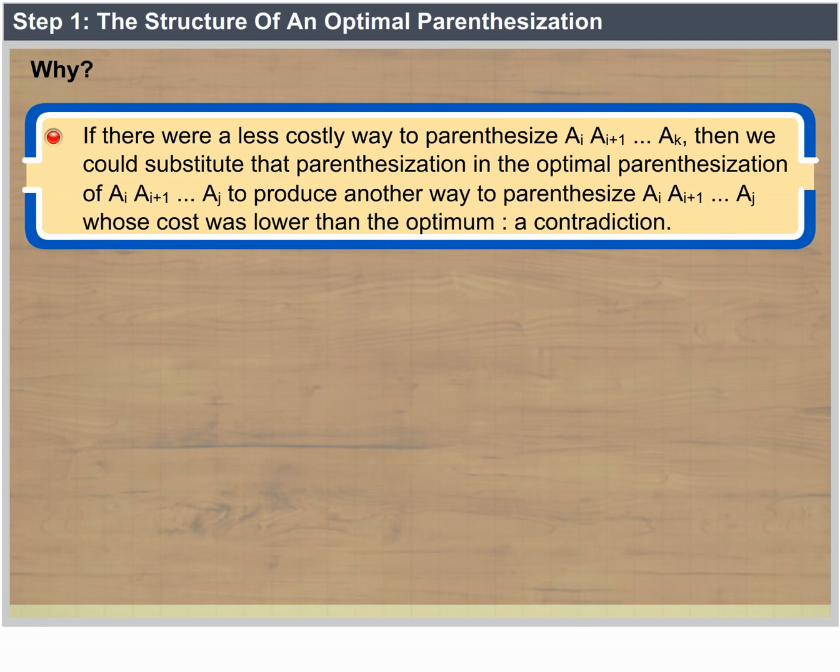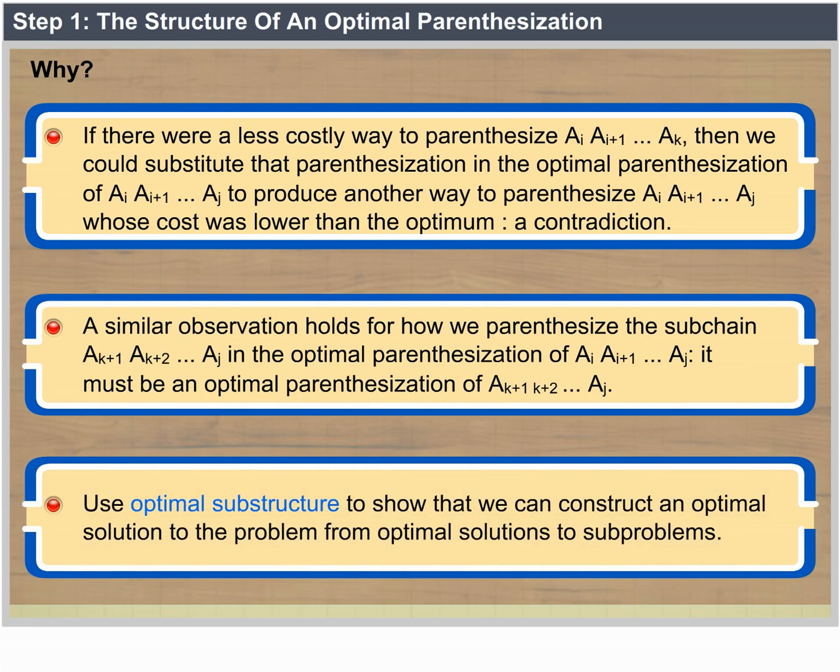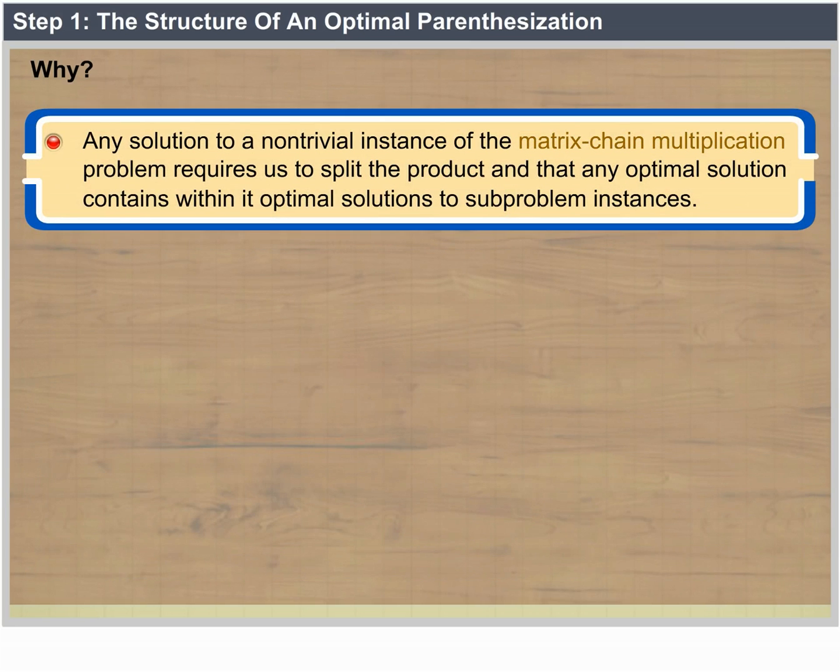A similar observation holds for how we parenthesize the subchain A_{k+1}, A_{k+2} up to A_j in the optimal parenthesization of A_i up to A_j. It must be an optimal parenthesization of A_{k+1}, A_{k+2} up to A_j. Use optimal substructure to show that we can construct an optimal solution to the problem from optimal solutions to subproblems. Any solution to a non-trivial instance of the matrix chain multiplication problem requires us to split the product, and any optimal solution contains within it optimal solutions to subproblem instances.